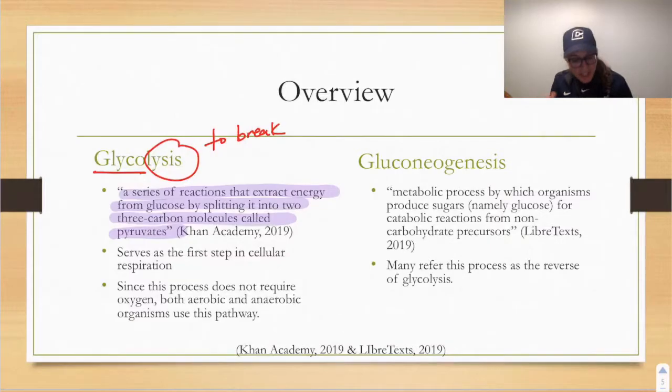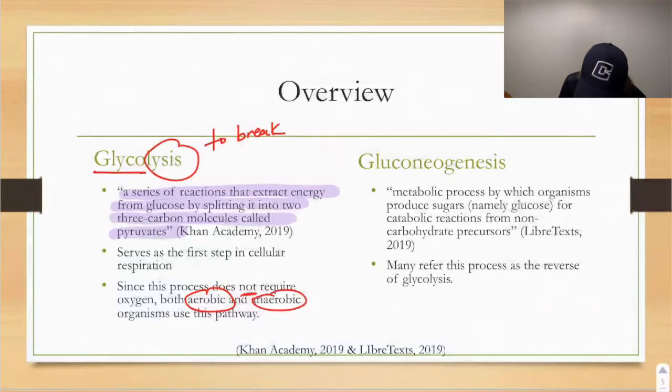Also, it serves as the first step in cellular respiration, as I did mention earlier. And then since the process does not require oxygen, both aerobic and anaerobic organisms can use the pathway. So it's very special and I think unique about it that it can in fact use this glycolysis pathway, whether it's anaerobic or aerobic. So oxygen has no dependence on that, and we'll see that when we get into the steps of each one.